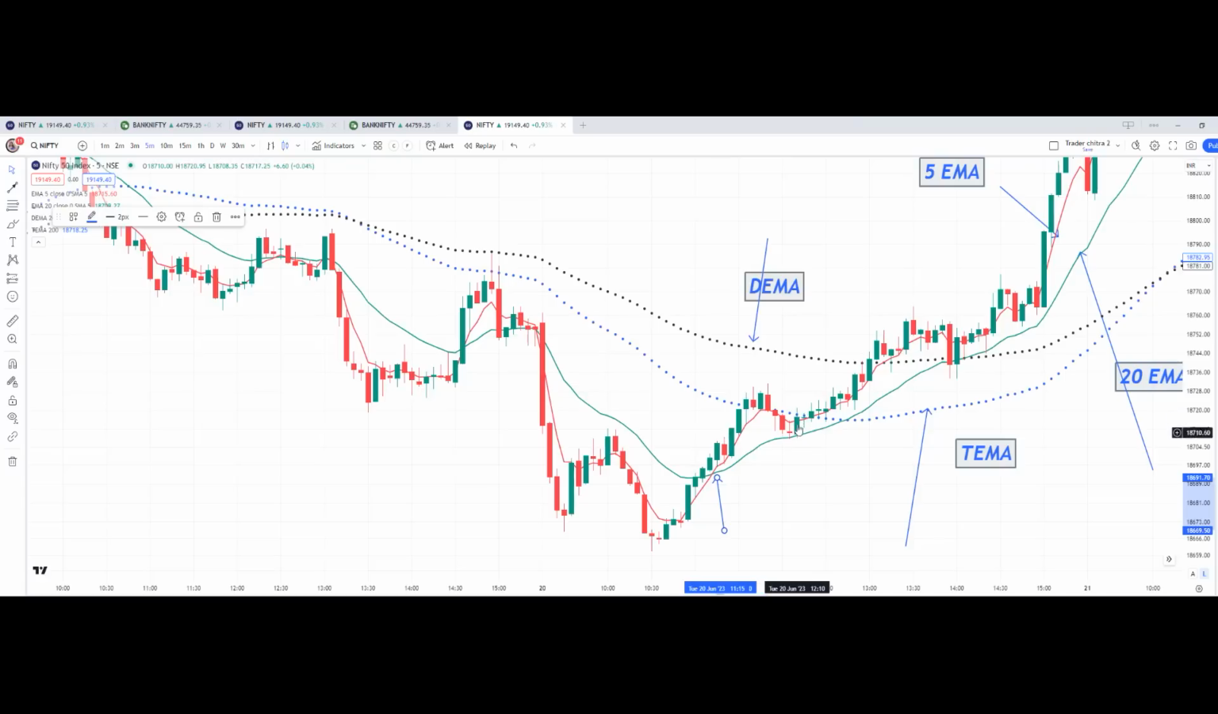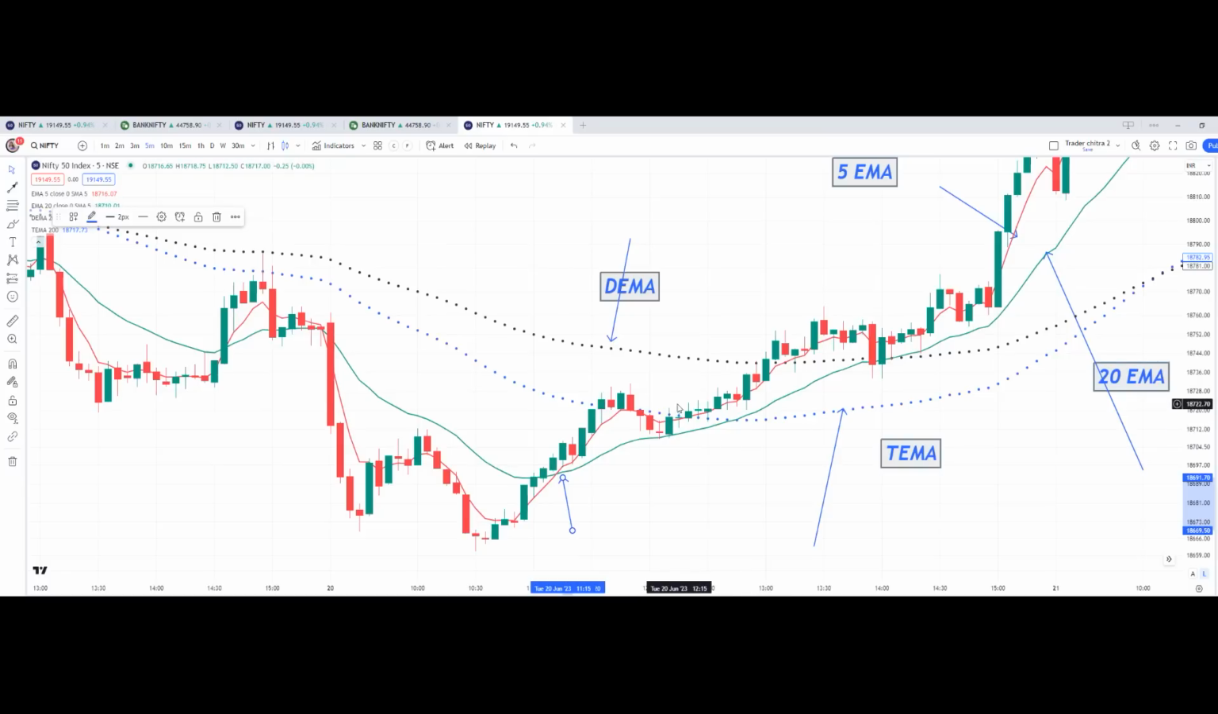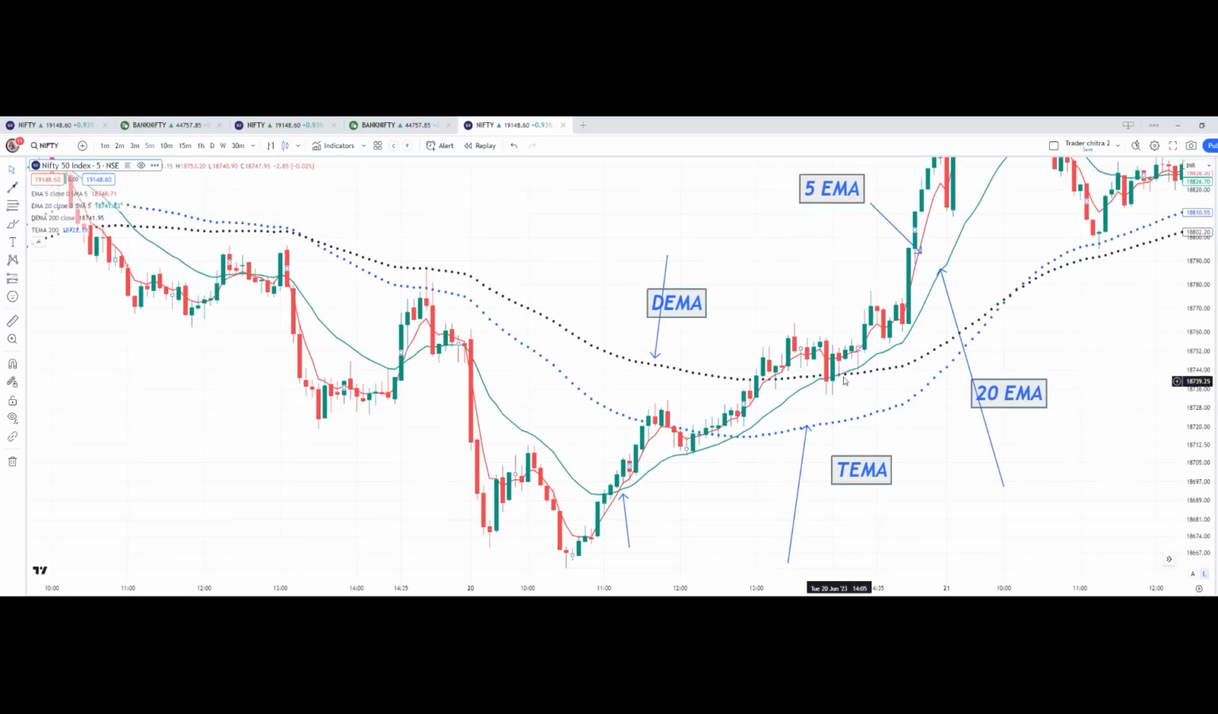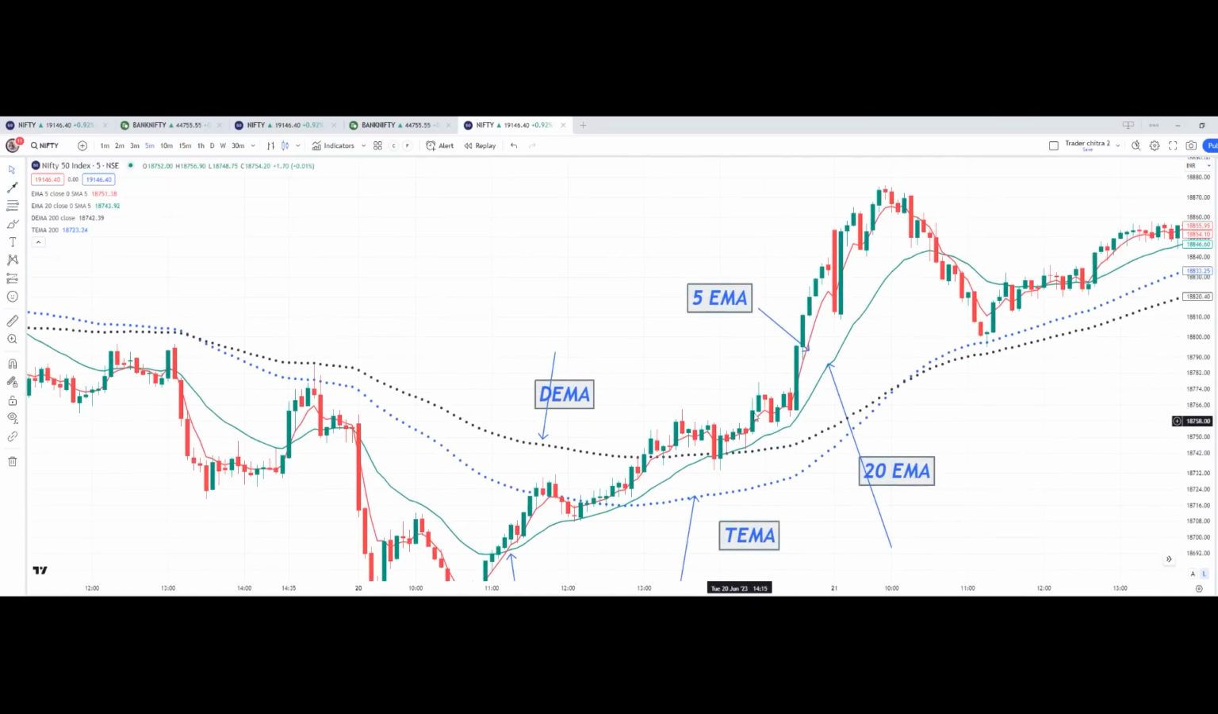Once we got the retracement at the 20 EMA, we can again enter into the long trade, and if we are getting any green candle, this green candle gave a close above the TMA also. So we can enter into the long trade. And what will be the target? The next target will be the DMA, that is the double EMA. Also, if the price is above the TMA and DMA and above all the EMAs, the trend is bullish. We can trail our profits along with the 5 EMA.